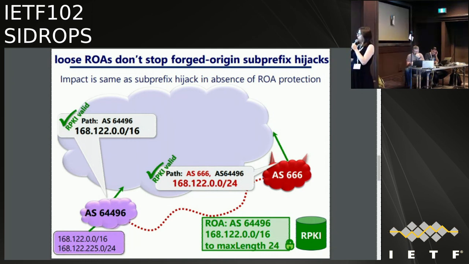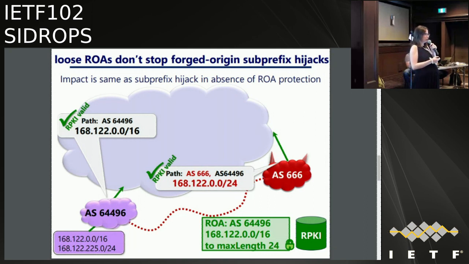Our attacker is smart, though, because he knows that there's a ROA. So he knows that the origin AS has to be the legitimate AS. And so what he does is he puts the legitimate AS number here, the subprefix that nobody's announcing, and then he puts his own number. Okay? So we call this a forged origin subprefix hijack.